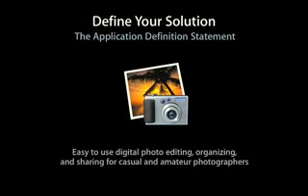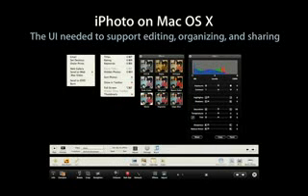So here we have the application definition statement for iPhoto on the desktop. Easy to use digital photo editing, organizing, and sharing for casual and amateur photographers. You can see that easy to use is our differentiator. This is what's going to set iPhoto apart from competitors. It's easy to use. And we have 3 solutions inside of this ADS: digital photo editing, organizing, and sharing. And our intended audience are casual and amateur photographers. And as small as this application definition statement is, that long list of features that you just saw were all the features required to implement it. And this is the UI necessary to implement those features or those solutions.